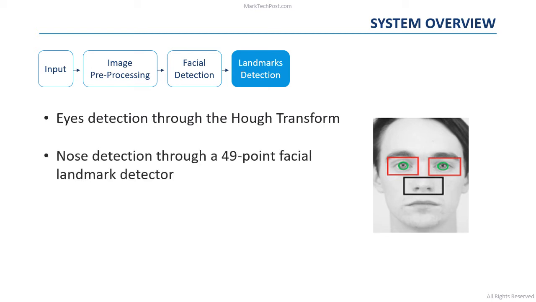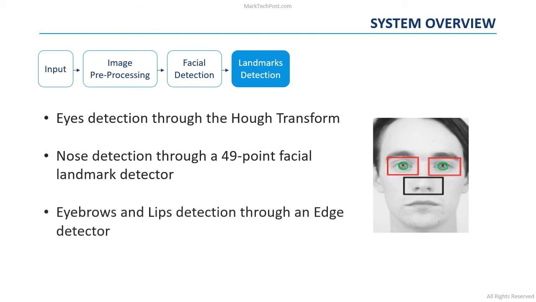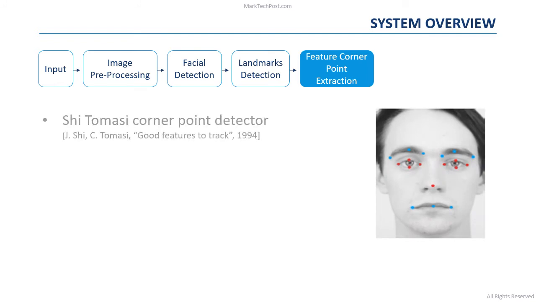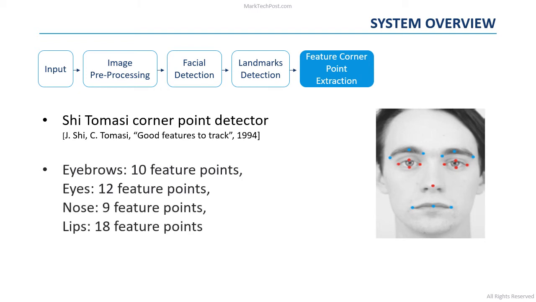The nose detection is obtained thanks to a 49 points facial landmark detector. Eyebrows and lips are instead detected by exploiting a proper edge detector. From the regions of interest previously obtained, corner point features are then extracted by using the Shi-Tomasi corner point detector. Based on a gradient analysis, it determines which regions produce very large variations in the intensity of the pixels when moved in both the x and y directions of the image. In this way, 49 of the face's most important corners are marked. In the figure of the slide, you can see some of these feature points.